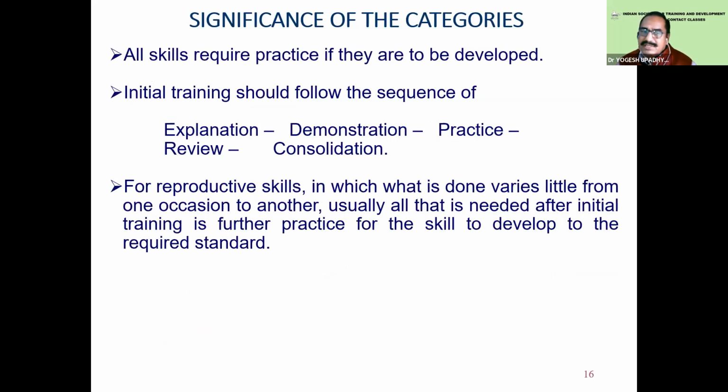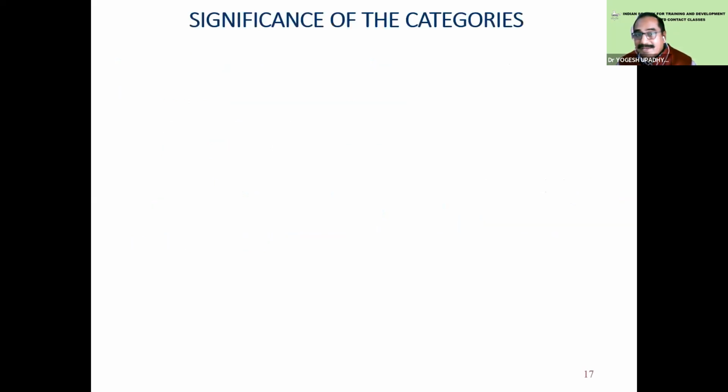All skills require practice. First we explain, then we demonstrate, then they practice, and then review and consolidation. When we are taught to wash your hands this way, and when Corona was there, we were even putting stickers on the wash basin. For reproductive skills, which are routine or repetitive in nature, very little changes from occasion to occasion, so it is all the same. But for productive skills we need to practice and we need to train with more explanation.